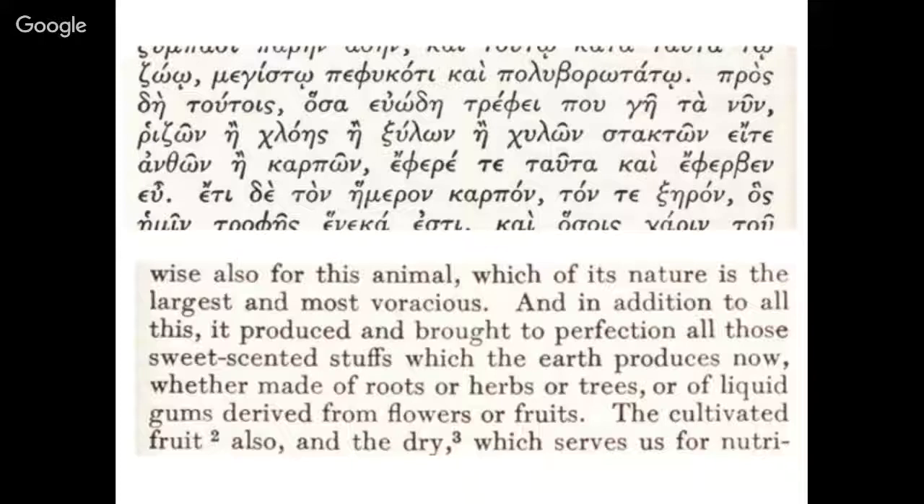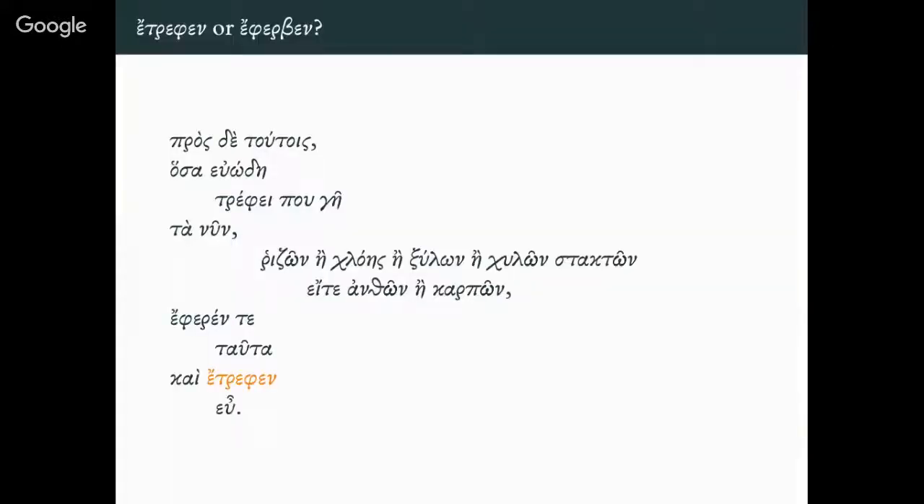But wait a minute. The Loeb text says eferede tauta kai eferben eu. And we had, as you can see here, etrefen eu. Now, what happened here? One problem leads to another. To solve this, we reached for another scholarly edition, the one by Burnet from 1902. Here is what we find here.